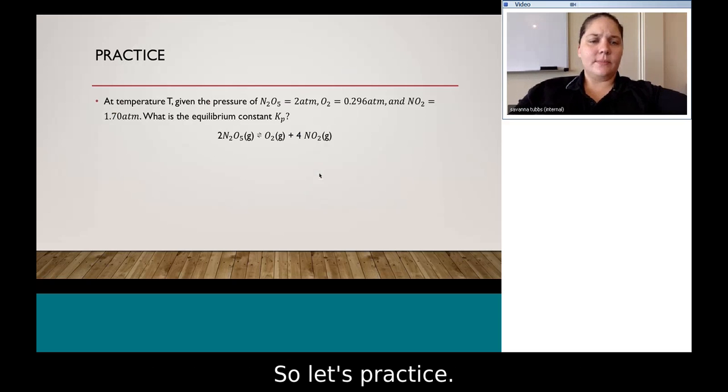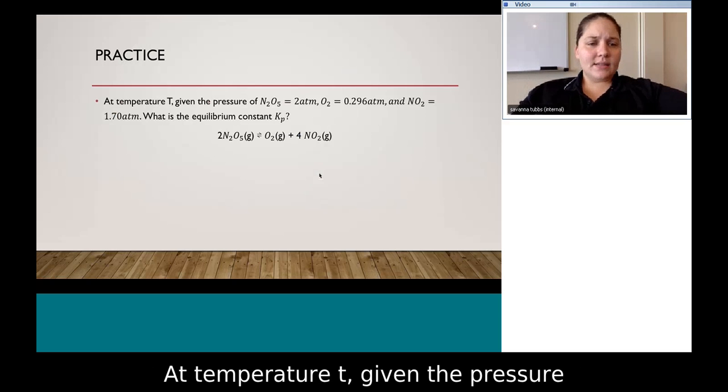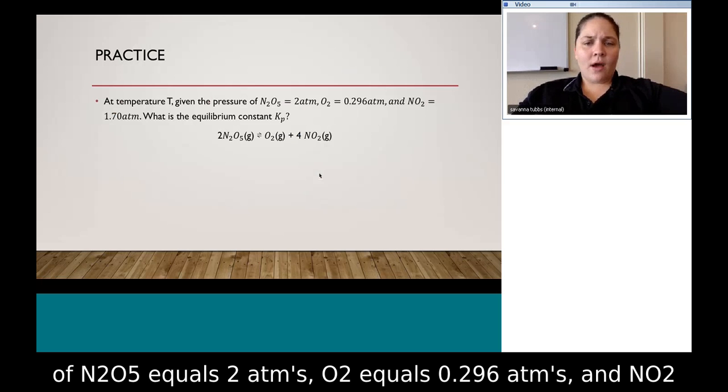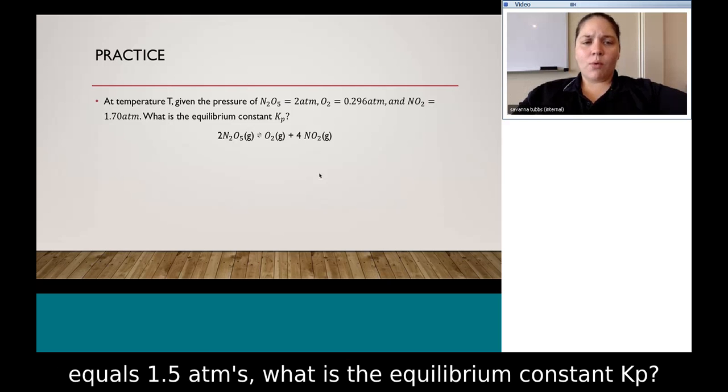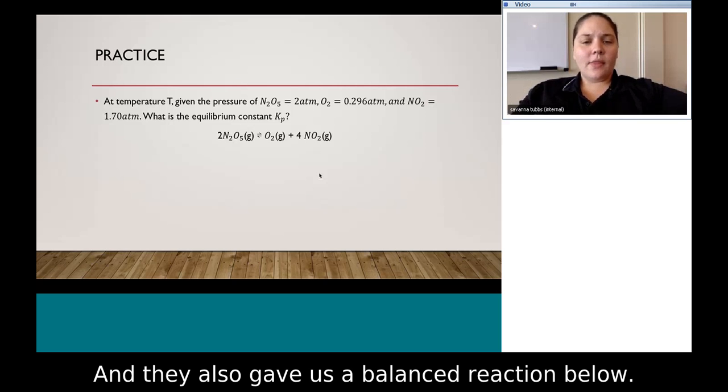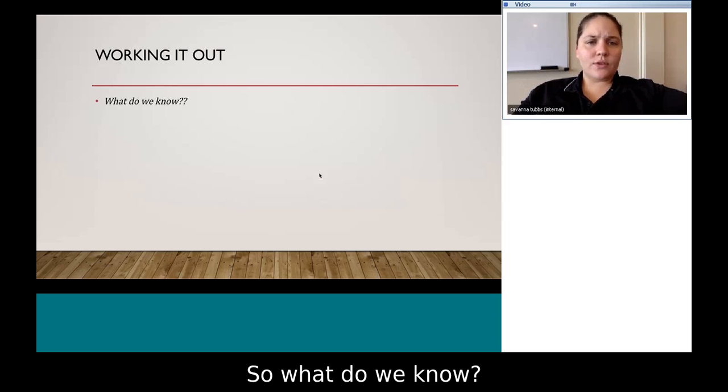So let's practice. At temperature T, given the pressure of N2O5 equals 2 atm, O2 equals 0.296 atm, and NO2 equals 1.5 atm, what is the equilibrium constant Kp? And they also gave us a balanced reaction below. So what do we know?